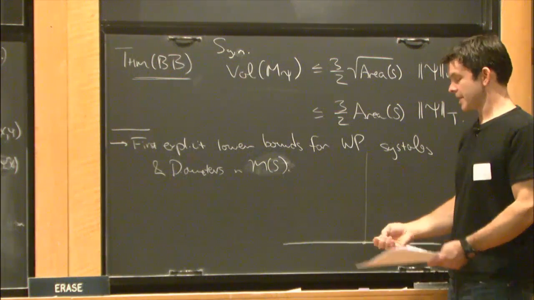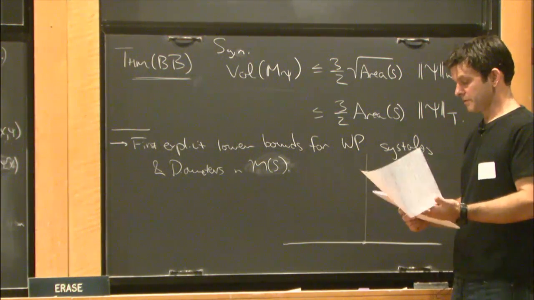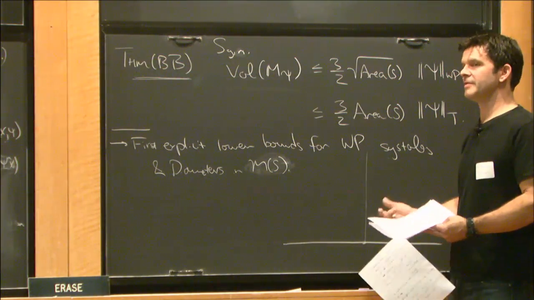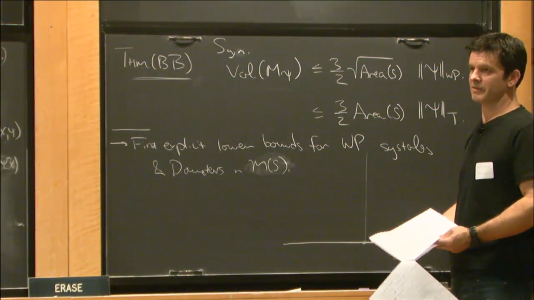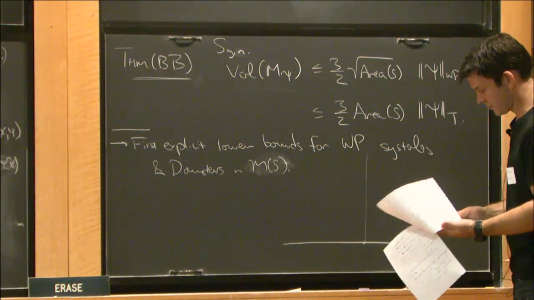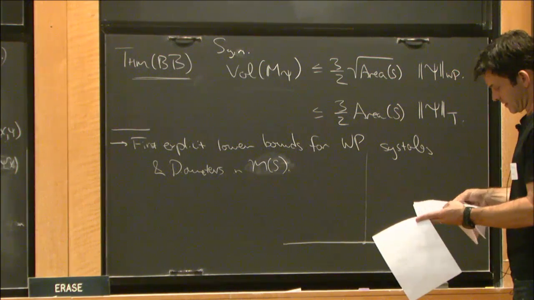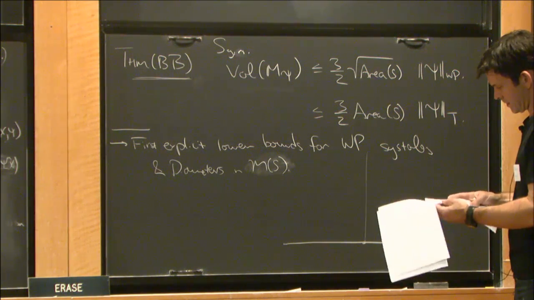And so what we get is the first actual explicit number. It's not a number that says what the length is, but it's an explicit number in terms of some volume that says that it's at least that.